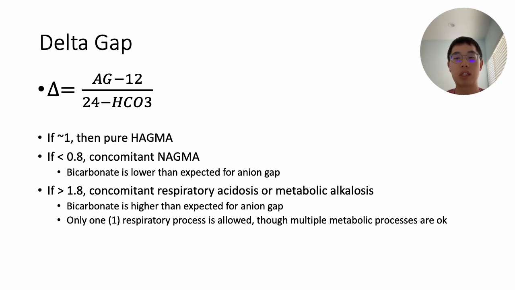Conversely, if the ratio is elevated, greater than 1.8, then the bicarbonate level is higher than expected for the anion gap, and we have something driving the bicarbonate level higher than expected, which can signify either a metabolic alkalosis or a respiratory acidosis. Remember that only one respiratory process is allowed.